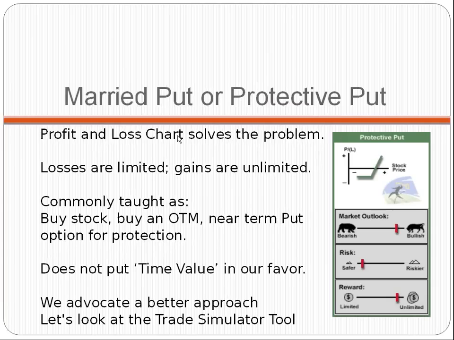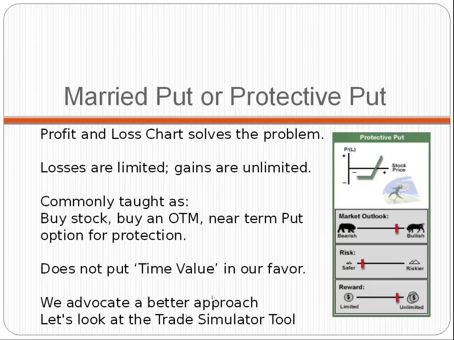Now, as we can see here, when we're looking at a married put or what's called a protective put position, we're forced into a trade which satisfies that popular trader's axiom for success. We are cutting our losers short and we're allowing our winners to run. The losses are limited, the gains are unlimited. The common way of teaching it, buying an out-of-the-money put option near term, does not put the time value in our favor. It's going to increase our annualized cost if we're buying a put month by month by month.